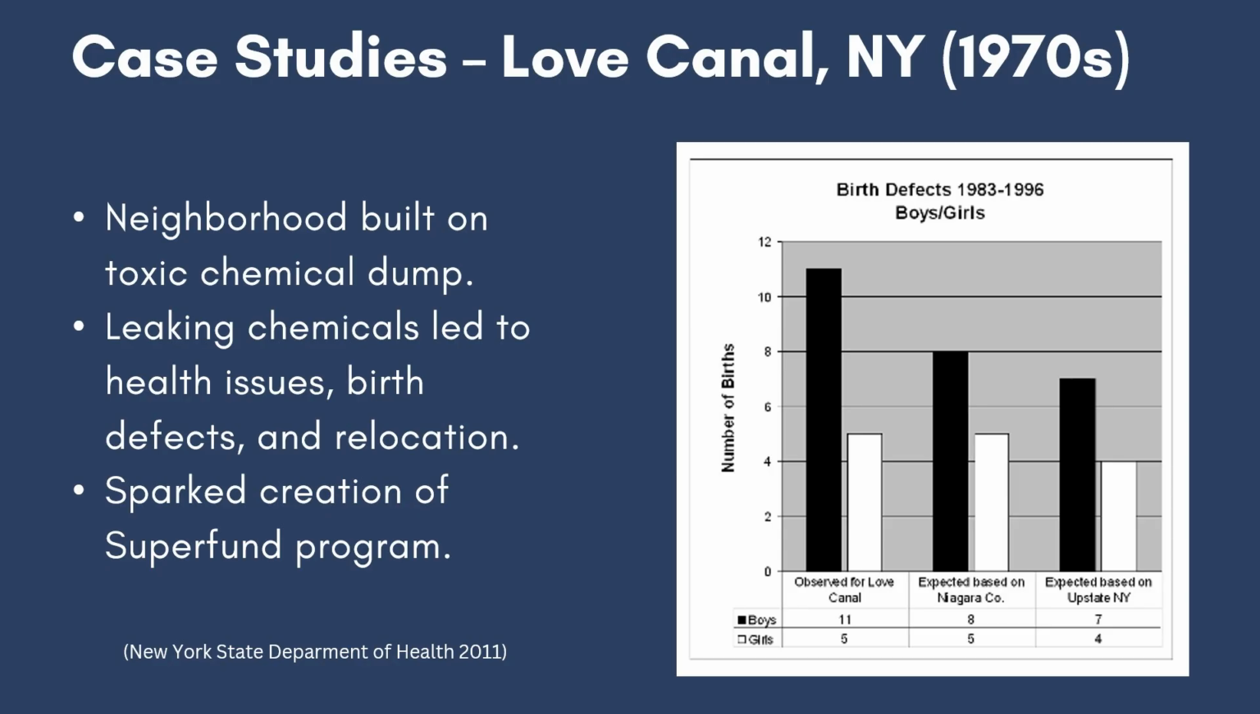Finally, we have Love Canal. Love Canal was a neighborhood built on top of an old toxic chemical dump. Over time, those chemicals leached into the soil and homes, causing serious health problems, including birth defects. And we can see from this graph that that particular area had higher levels than the surrounding area.